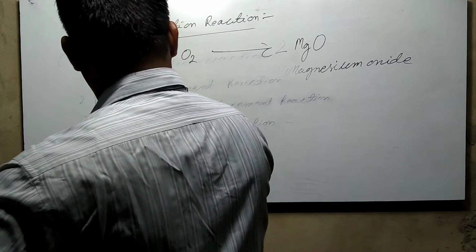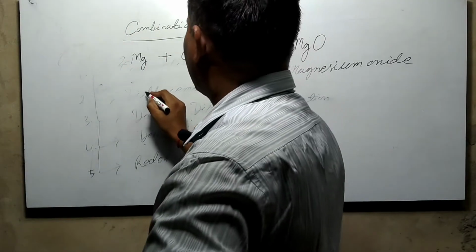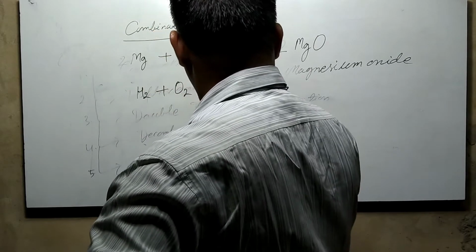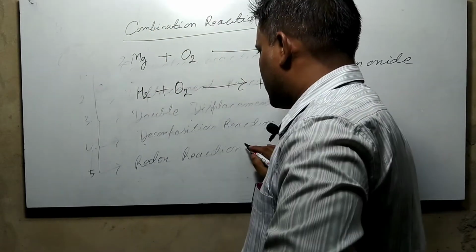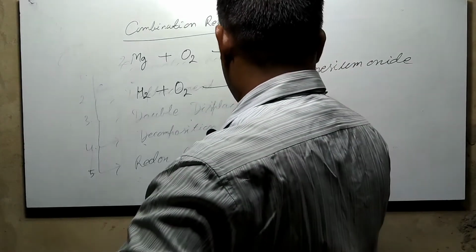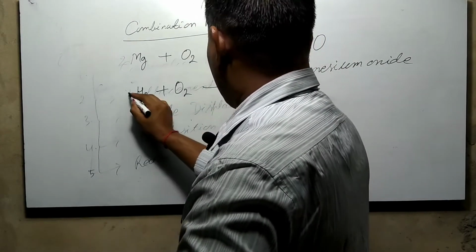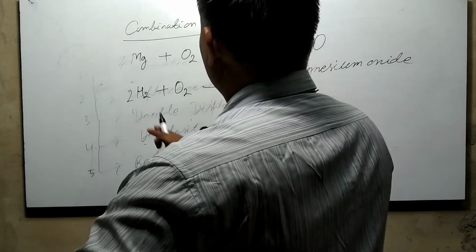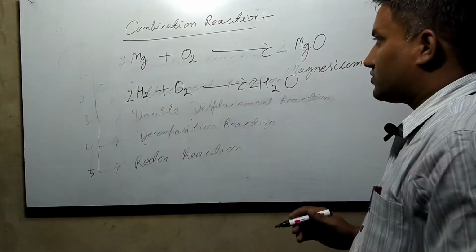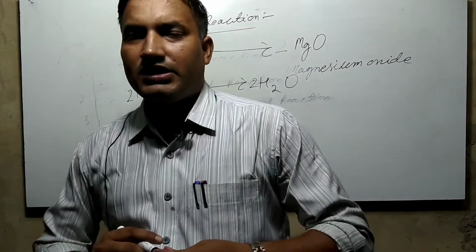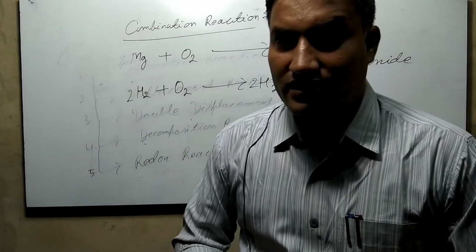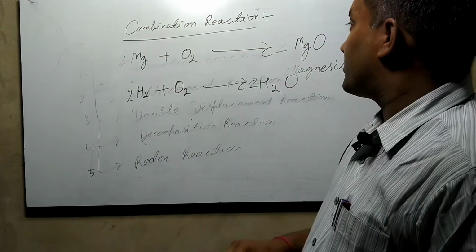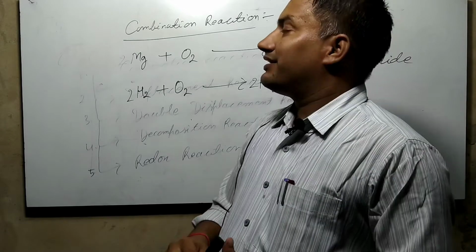Some other examples we can also take here that are very easy to understand. Hydrogen burns in the presence of oxygen to give H2O, a water molecule. We can also balance this one: 2H2 plus O2 combine to give 2H2O. So whenever you observe, what is a combination reaction? When two or more than two reactants combine to form a single product, it is called a combination reaction.